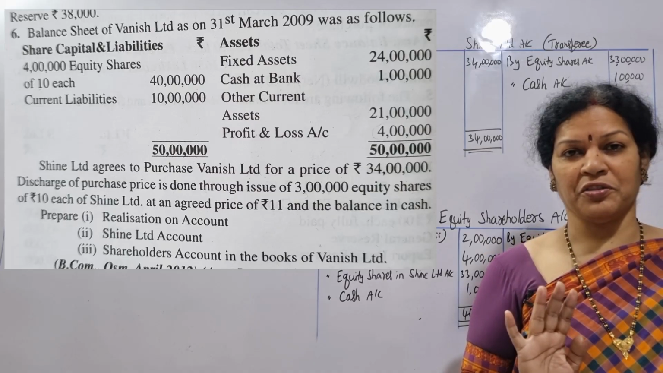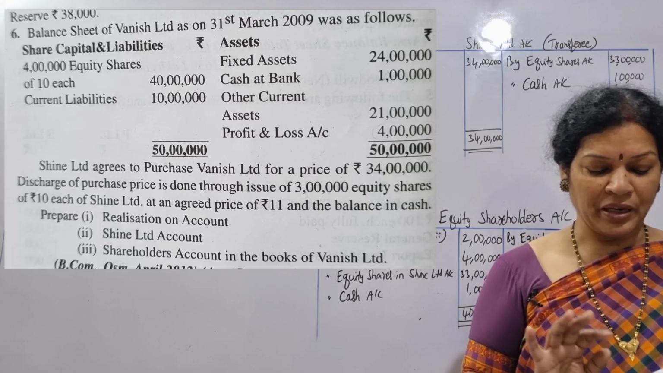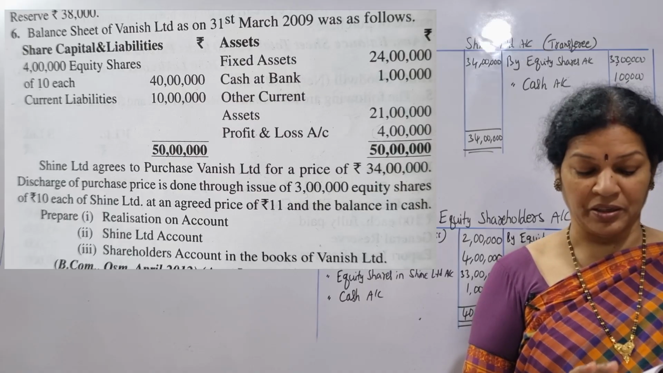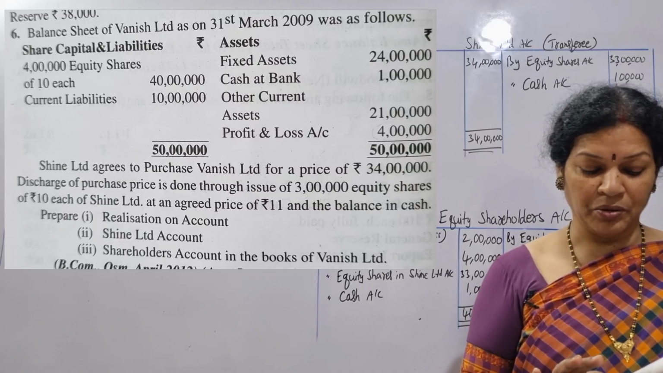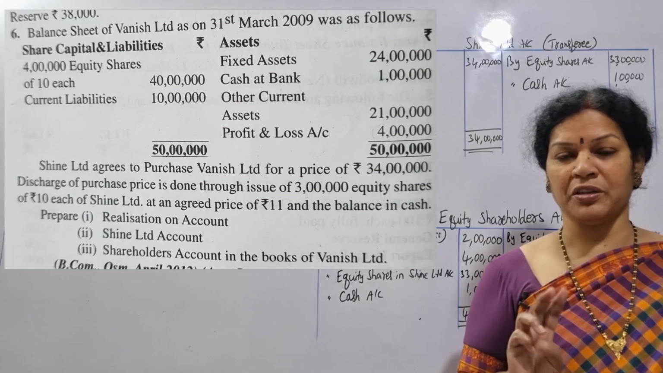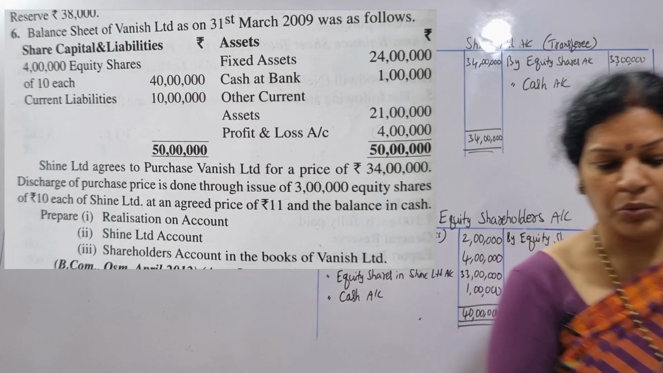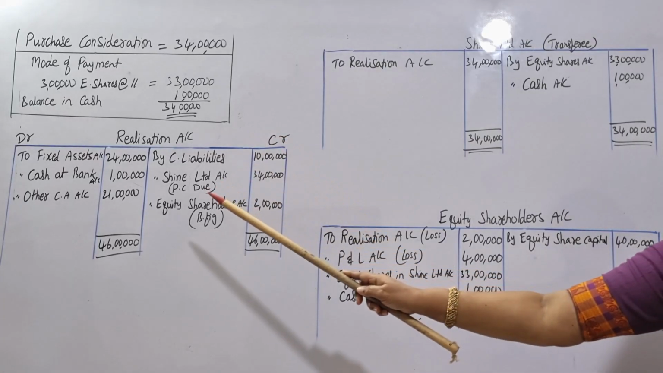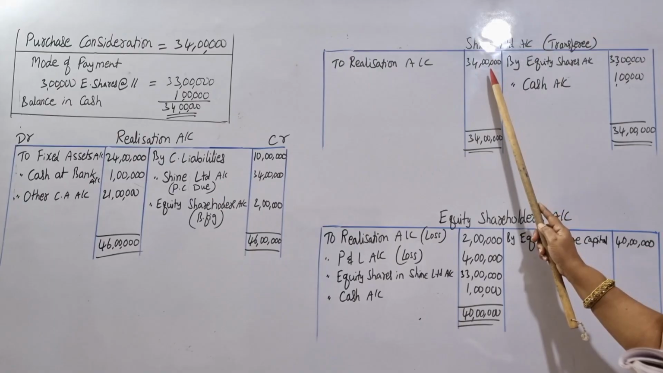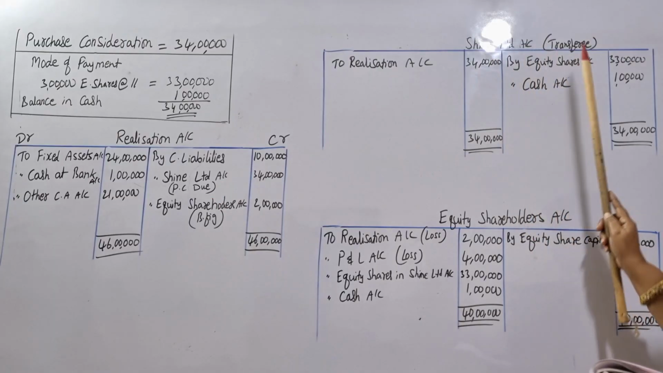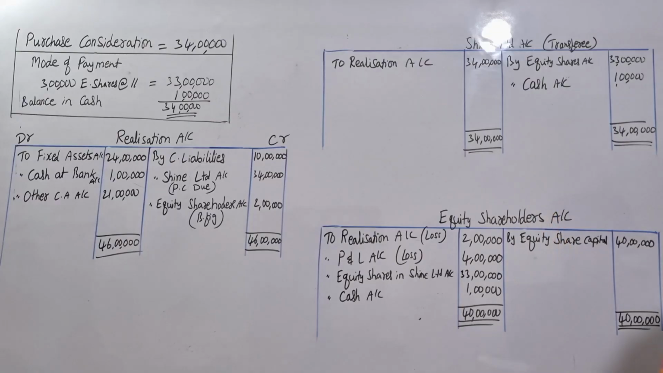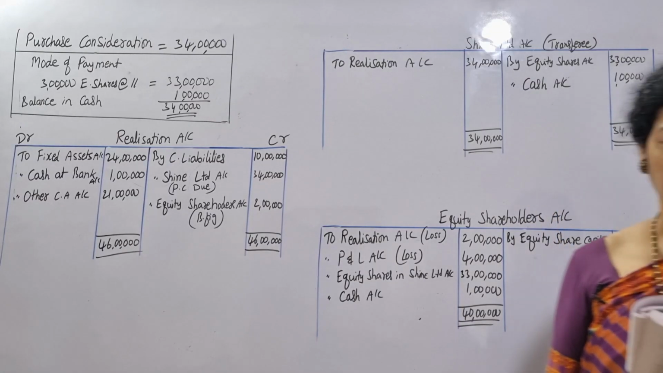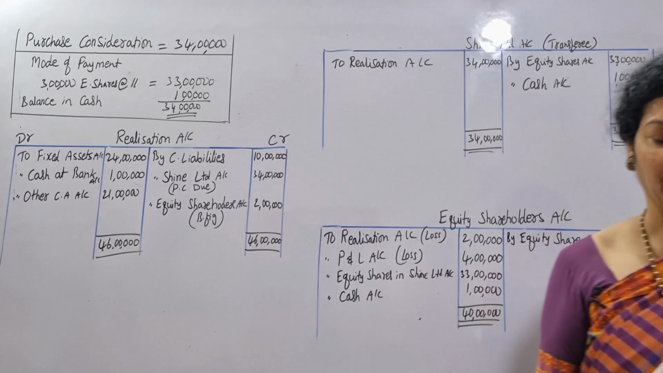Balance in cash. Now prepare the realization account, Shine Limited account, and shareholders account in the books of Vanish Limited. Shine Limited means the transferee. We have to open 3 accounts, so I have already prepared these 3 accounts: the realization account, Shine Limited, that is the transferee, and the equity shareholders account in the books of the transferor. The transferor is Vanish, so in the books of Vanish.